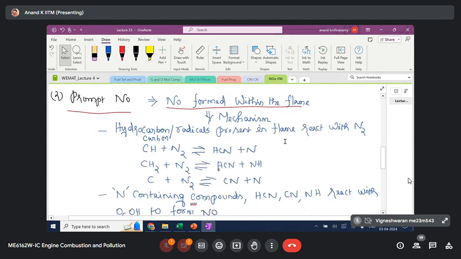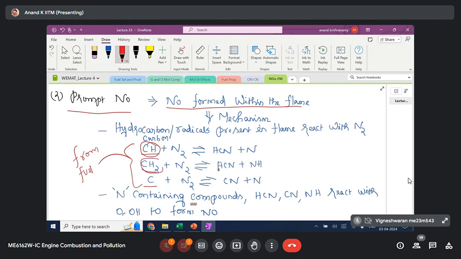What will happen within the flame? You have hydrocarbon or carbon radicals available. The source of these radicals is fuel. When fuel dissociates, it is going to form these different radicals. You know, during kinetics, the stable molecular structure is broken down and radicals are formed. So within the flame, you will have a high level of CH radical, CH2 radical, C radical. These are available within the flame zone. Flame zone is nothing but the chemical reaction zone. So within this, you have these radicals available.